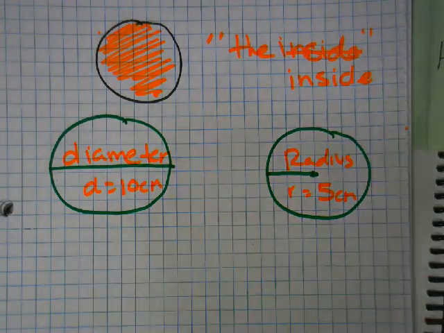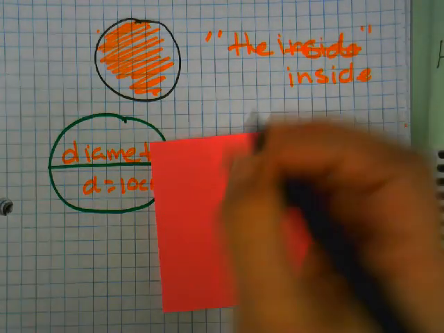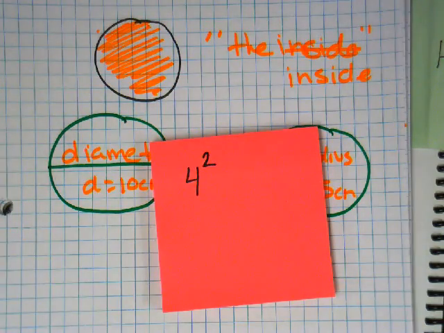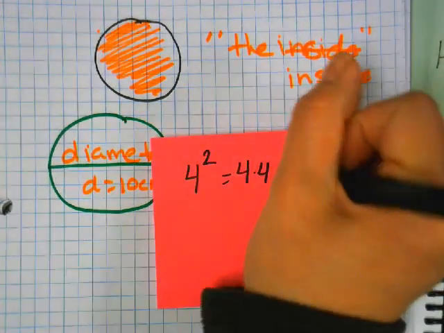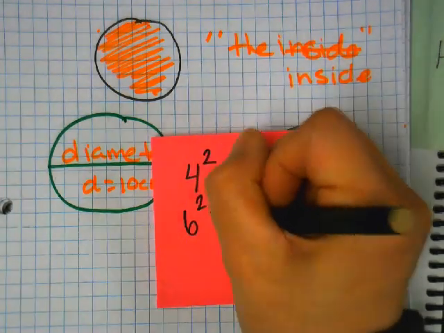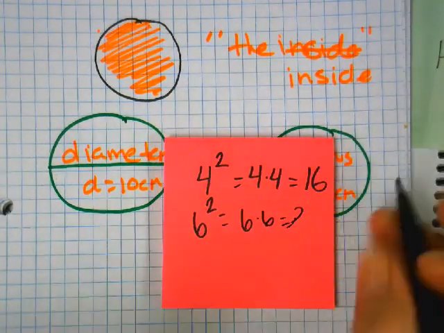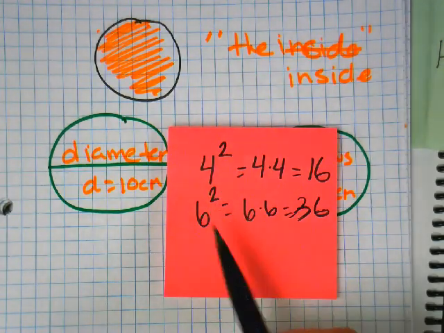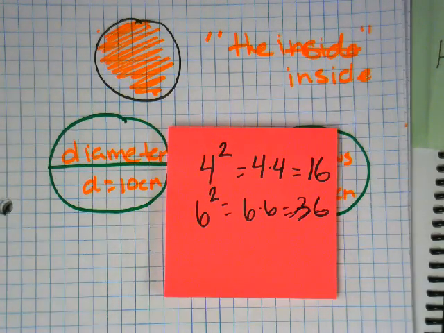Another thing that we need to know is, I'm not going to write it in your official notes. If it's 4 squared, what does 4 squared mean? 4 times 4, which is equal to what? 16. You're going to need to know that for area of a circle. What if it's 6 squared? 6 times 6, which is 36. So it's not 4 times 2. It's not 6 times 2. Cubed would be to the power of 3, which we'll do maybe towards the end of the year.